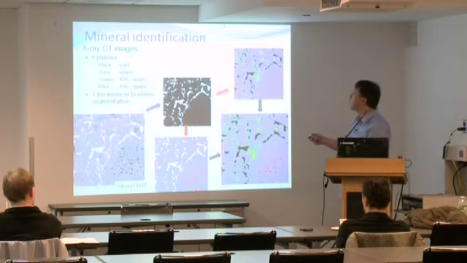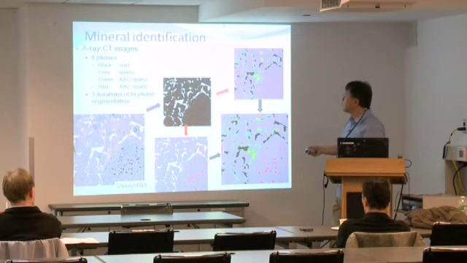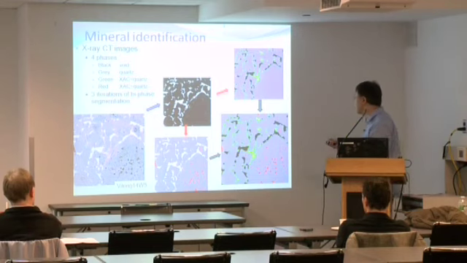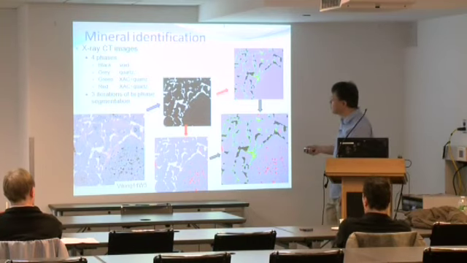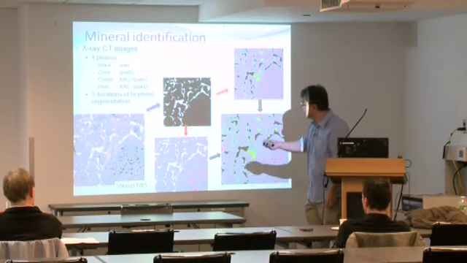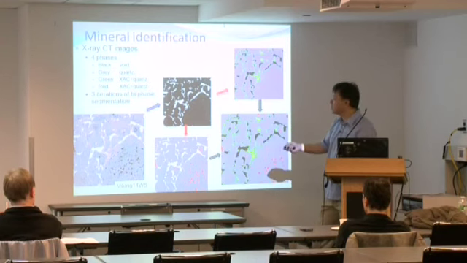And the next step is the mineral identification. So this X-ray CT image is segmented into 4 phases: black, green, gray, and red. Black phase is a void phase. And then gray phase is quartz. Quartz is the most common mineral in sandstones. So here in this image, about 80 to 90% is quartz.